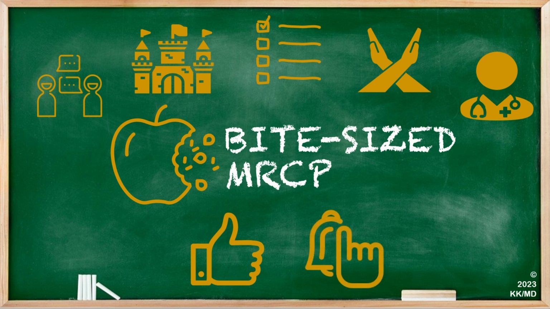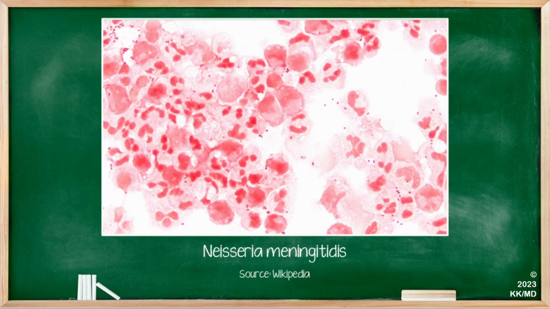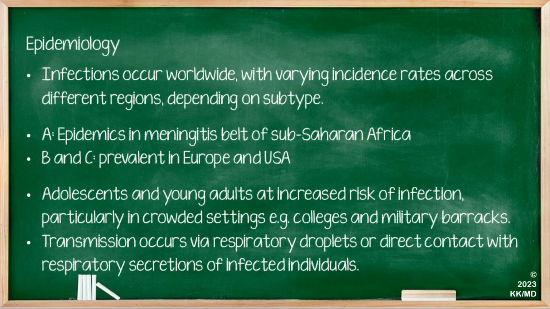Now, without further ado, let's get into today's topic, which is Neisseria meningitidis. Neisseria meningitidis can cause infections worldwide with varying incidence across different regions depending on the subtype. Subtype A, for example, causes epidemics in the meningitis belt of sub-Saharan Africa, whereas subtypes B and C are more prevalent in Europe and in the USA.